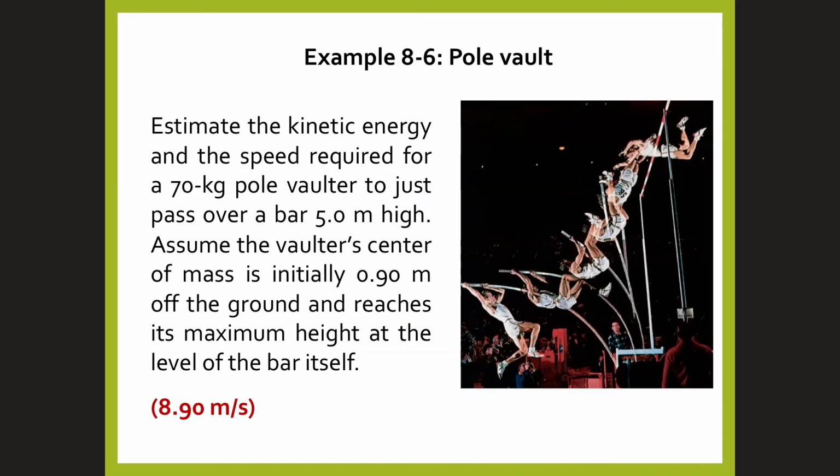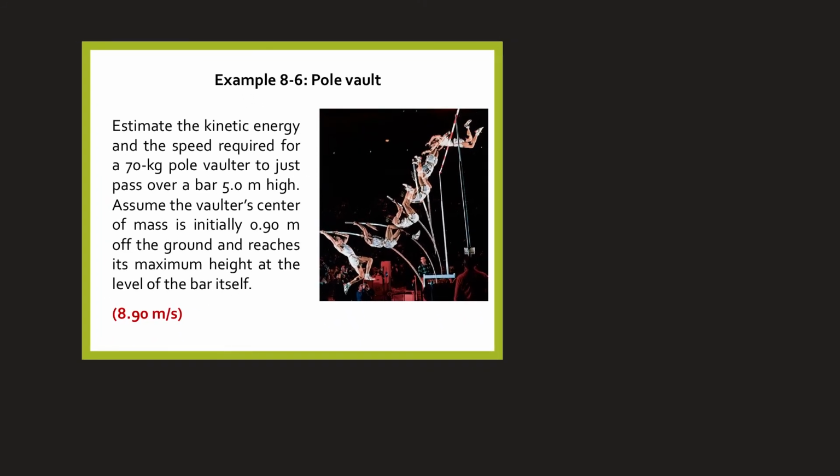So for example here, we have the question: estimate the kinetic energy and the speed required for a 70 kilogram pole vaulter to just pass over a bar 5 meter high. Assume the vaulter's center of mass is initially 0.90 meter off the ground and reaches its maximum height at the level of the bar itself. So the question asks you to find the initial kinetic energy for this person to reach 5 meter height.